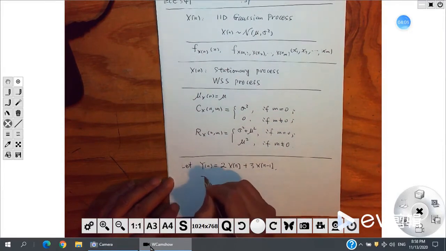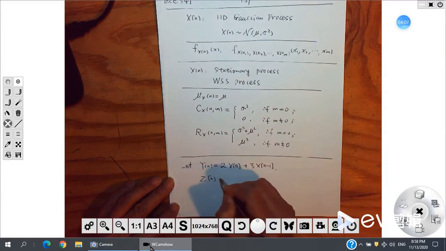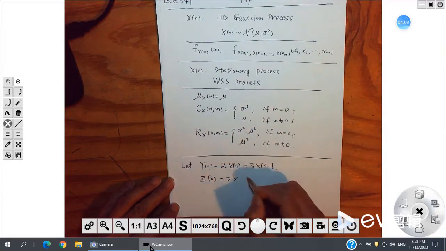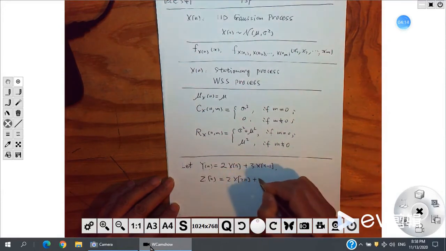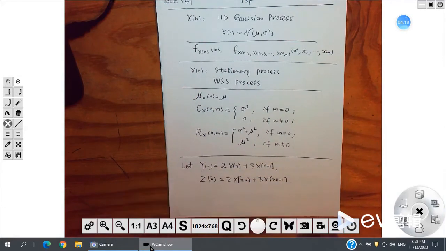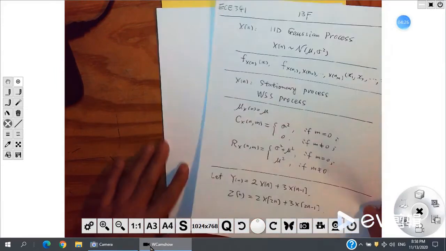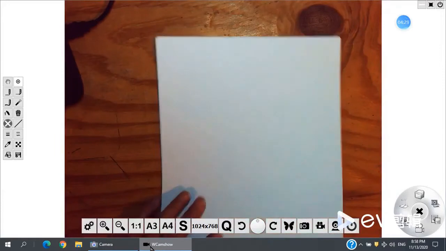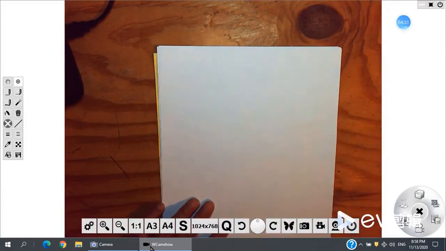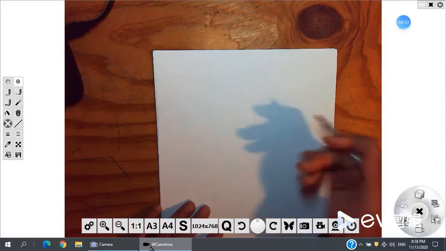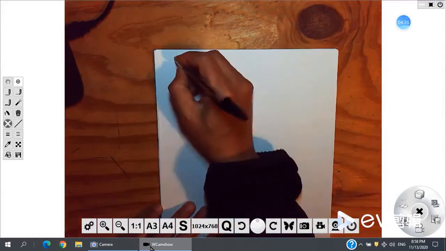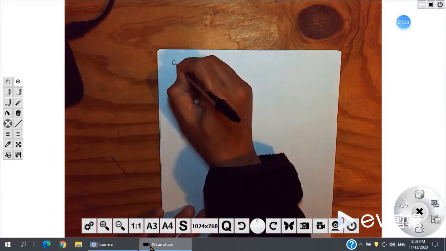And another one, z of n. It is also 2 of x plus 3 of x, but the index is different. Here it is 2 times x of 2n, and 3 times x of 2n minus 1. Now we want to study these two processes. We want to know more details about them. We study z firstly.